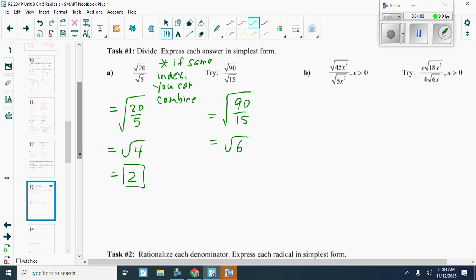Okay, so this one, same sort of thing. Don't forget your exponent laws. Same index, so we're going to combine them under one radical sign. So we have 45 x to the power 3 divided by 5 x to the power 7. So the 45 divided by 5, I think we're good with that. We know it's 9. Don't forget your exponent laws. When you have the same base and you're dividing, what do you do with your exponents? Subtract. Exactly.